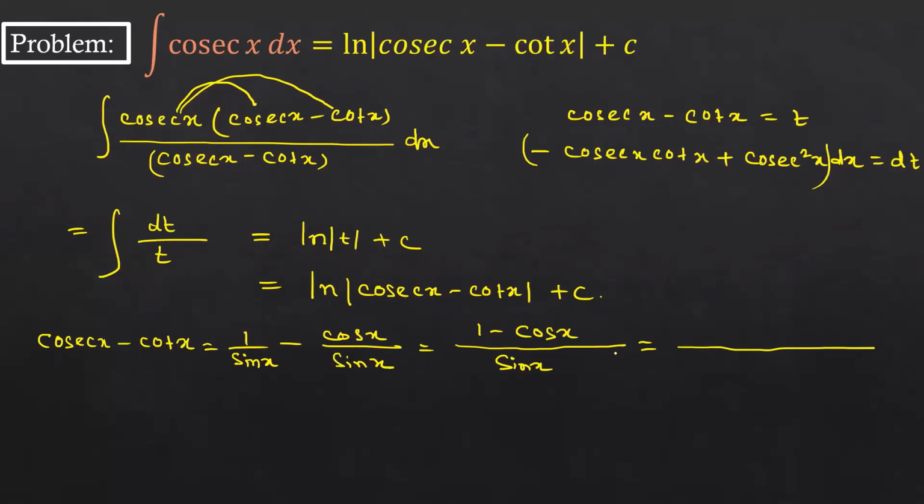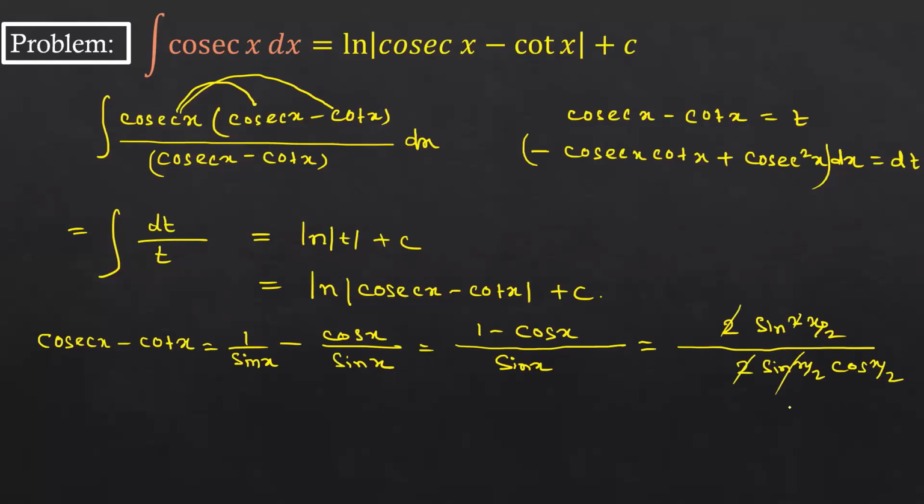So 2 sin square x by 2, and sin x is 2 into sin x by 2 into cos x by 2. Ekdam. So 2 is eliminated, and from here we eliminate one sin of x by 2.